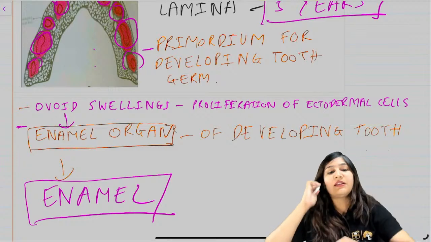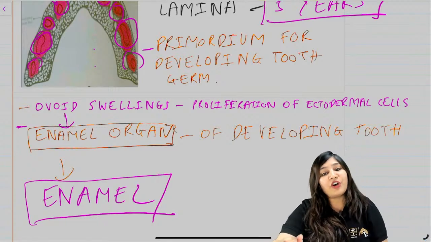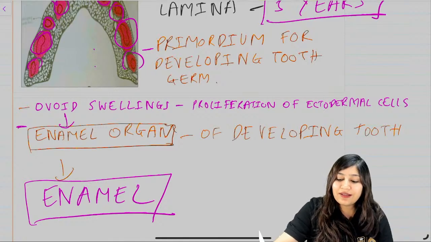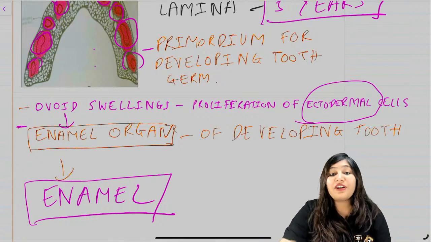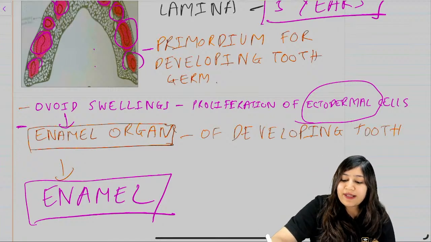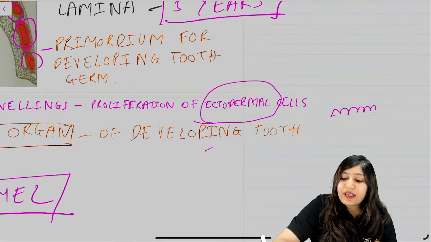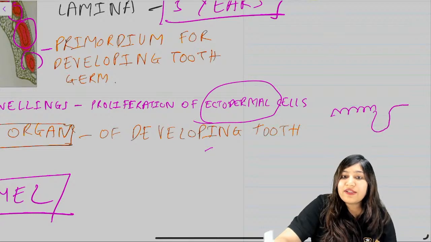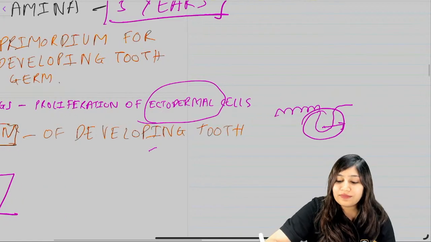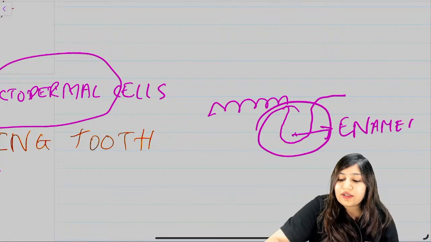Right? So enamel is an ectodermal structure now or ectomesenchyme? From what is enamel derived? Ectoderm or ectomesenchyme? Obviously ectoderm. Because of the proliferation of the ectodermal cells, we are getting ovoid swellings. This is our epithelium, right? So the basal cells are proliferating, leading to ovoid swellings. So this swelling is mainly enamel organ.